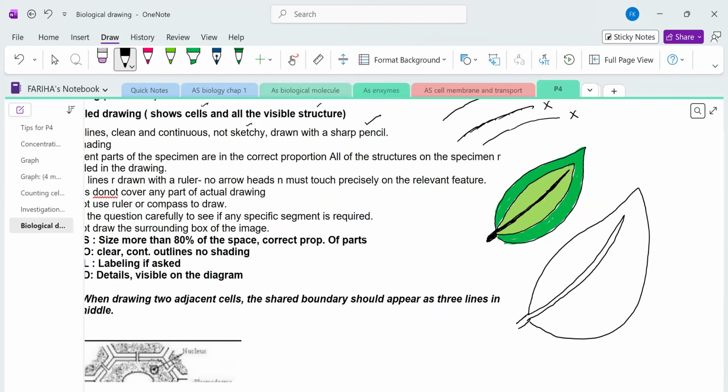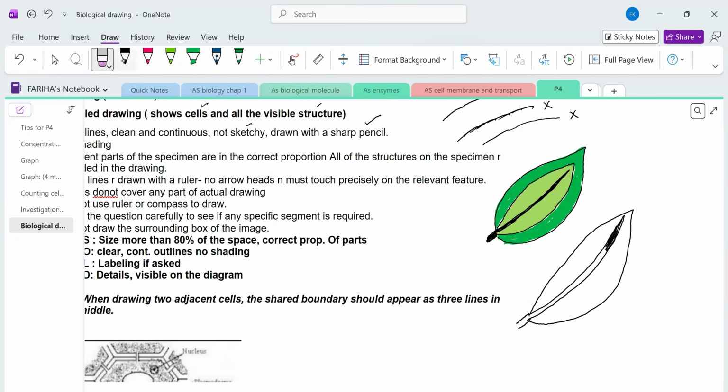And you cannot shade the diagram. If you shade it, then you will lose 1 mark. So no shading. Okay. And you need to show these two distinct regions. How you are going to show it? You are going to show it with the help of a line. Is this clear? Okay. So shading is strictly not allowed.